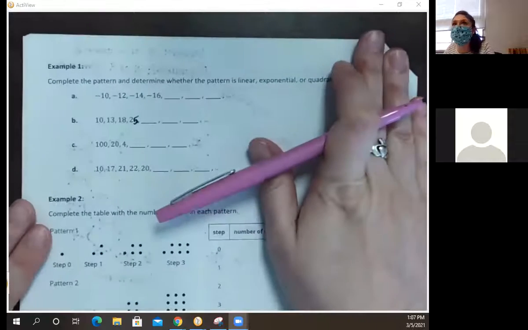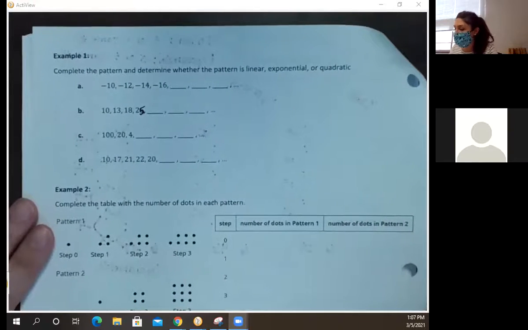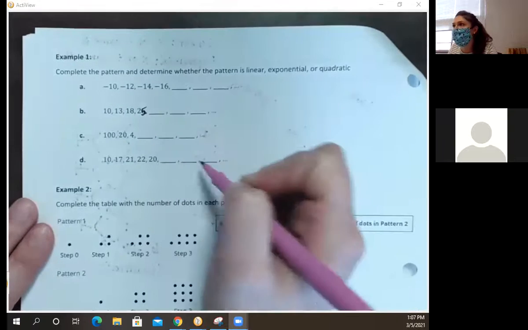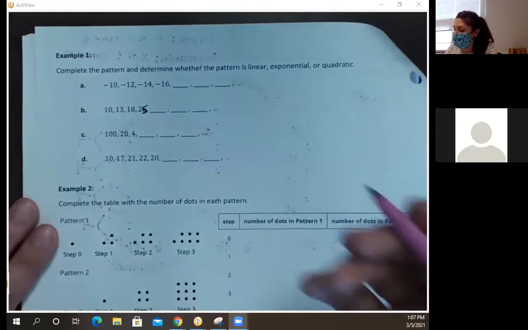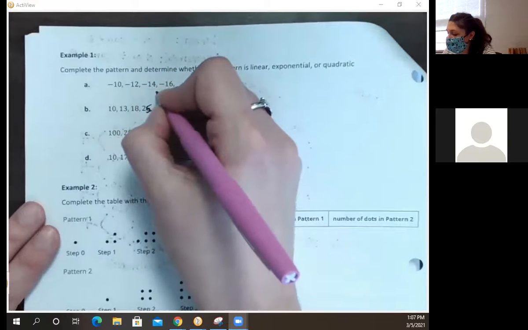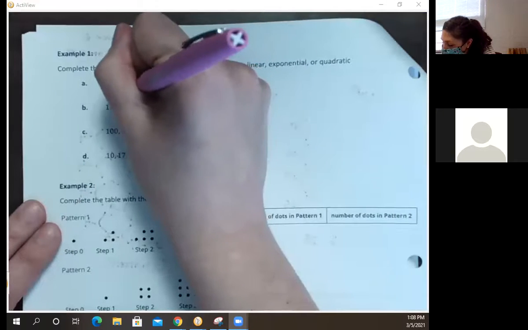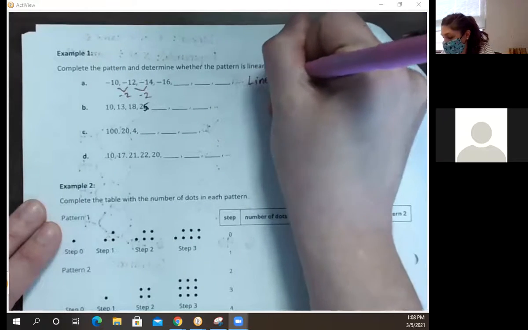So on page 2, we've got some more patterns that we're going to look at here. We're going to look at a couple together to start. We want to decide for each of these patterns, what are the next few terms? And then is this a linear, exponential, or quadratic pattern? So for A, I've got -10, -12, -14, -16. What am I doing here? It's linear, and I'm subtracting 2 each time. This is a linear pattern.